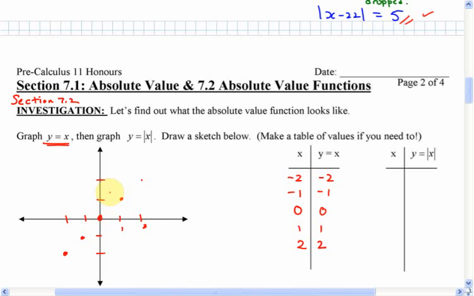And if you were to connect all these together, what do you get? A line. Very good. So connect them together, please. Get a line. Let's see what you get.